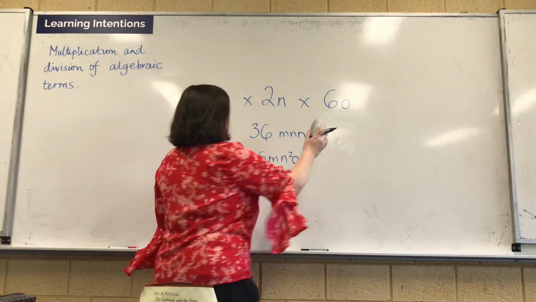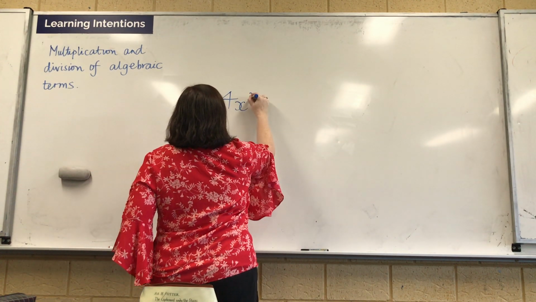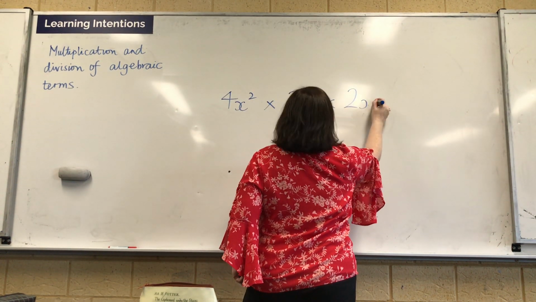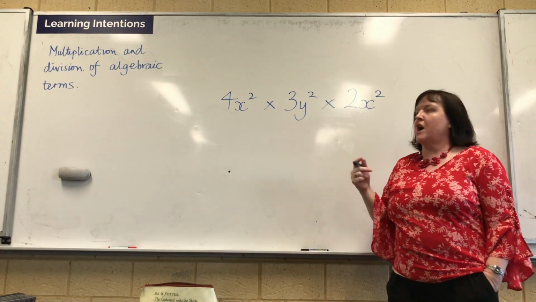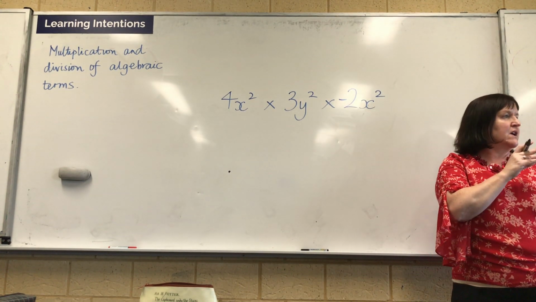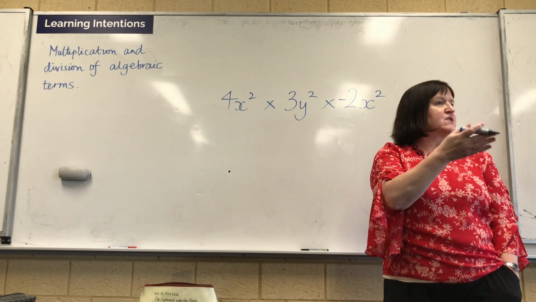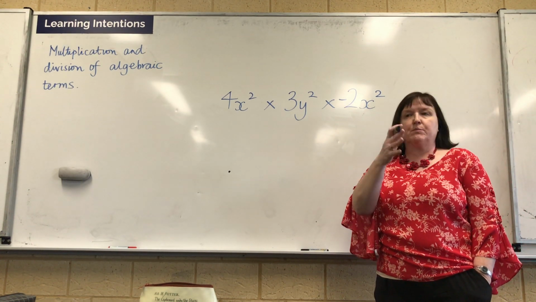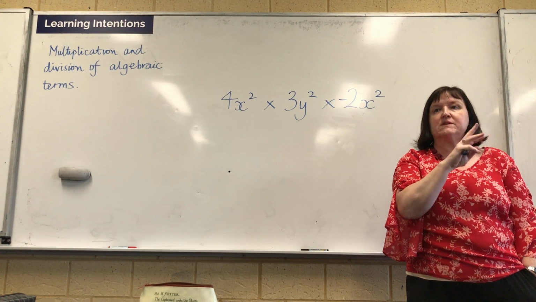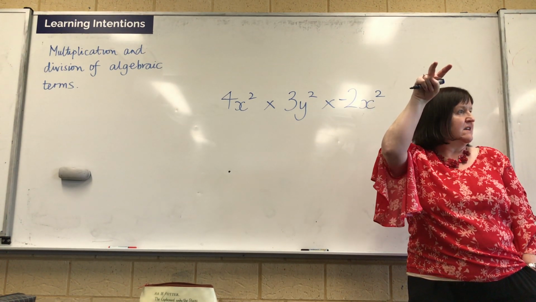Okay. So the multiplication is pretty straightforward, really. Let's just try a slightly harder one. We'll have 4x squared times 3y squared times 2x squared. Oh, actually, let's put a negative into it. Let's have negative 2x squared. So the only thing that you really need to be careful of here is your directed number laws when you multiply and divide directed numbers, so positive and negative numbers, and also your index laws, which we did earlier in the year. What happens when you multiply x squared by x squared? What happens to the indices?